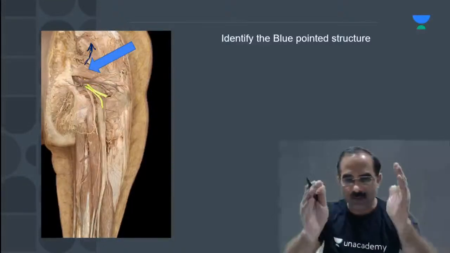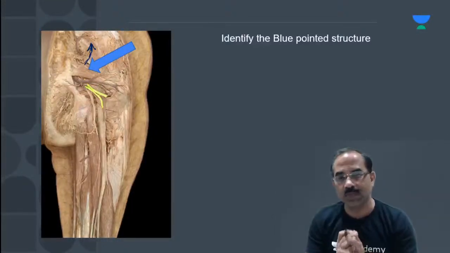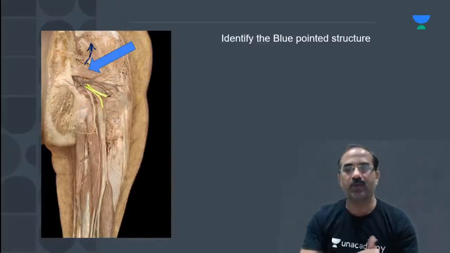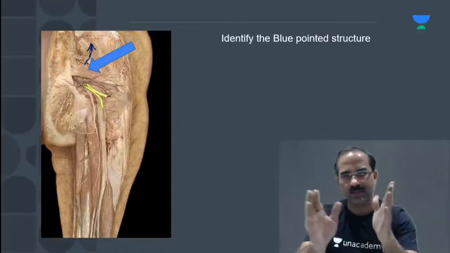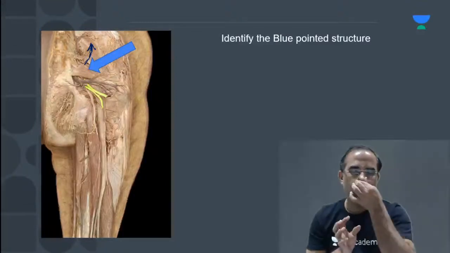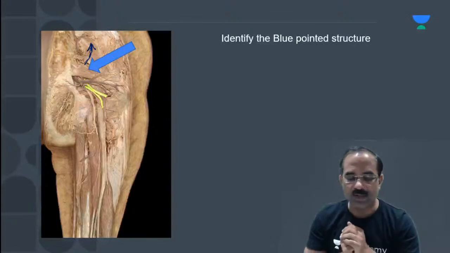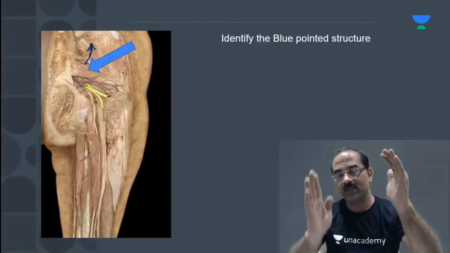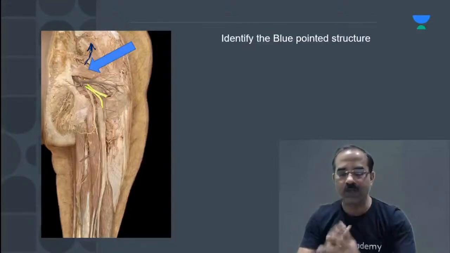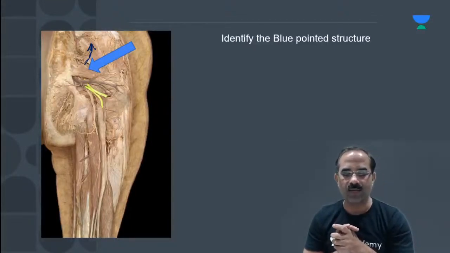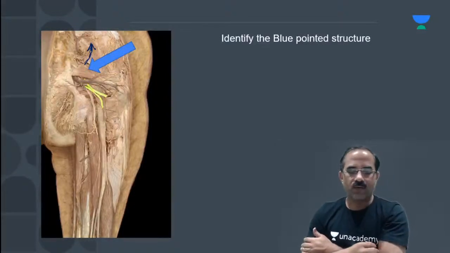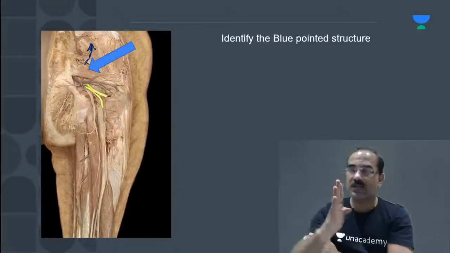Out of this, what is the action of gluteus medius? What is the action of gluteus minimus? This is another very important thing. Gluteus medius is inserted on the lateral aspect of the greater trochanter. That's abduction. Abduction at the hip joint. The action of gluteus medius is abduction.